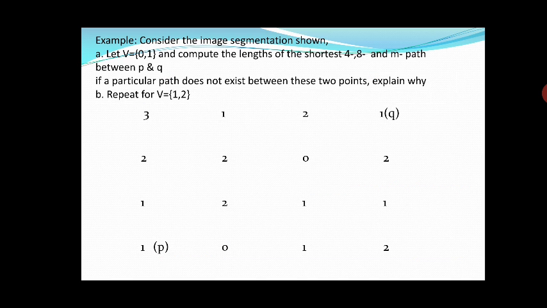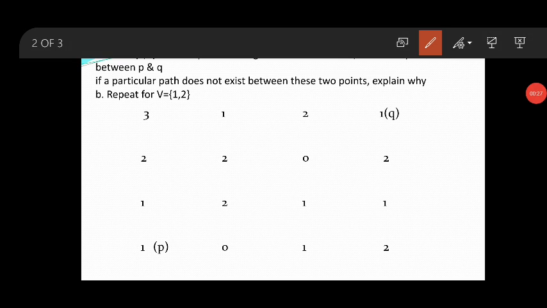Now it is the same problem as I discussed in the previous class. Let us take the vector value V as 1 and 2. The 4-path, 8-path and m-path will be calculated between p and q. Now let us move from p to q.